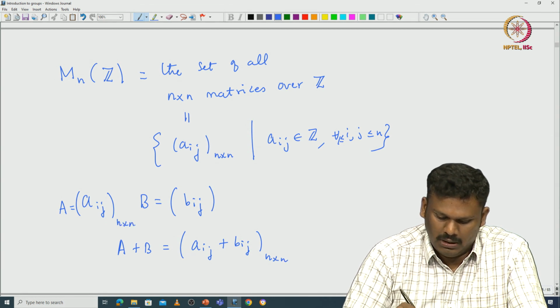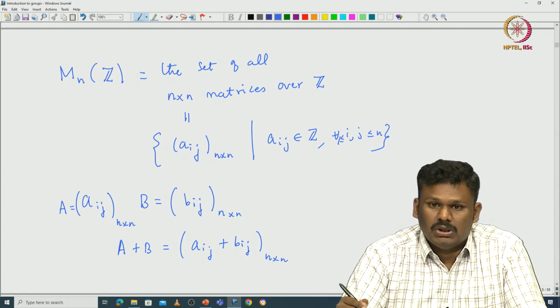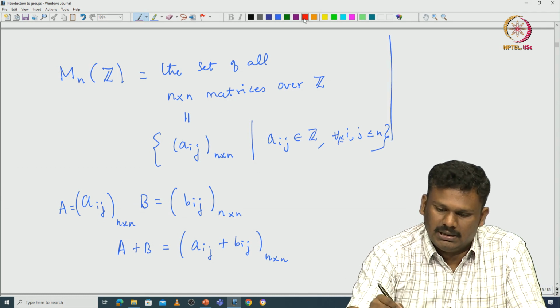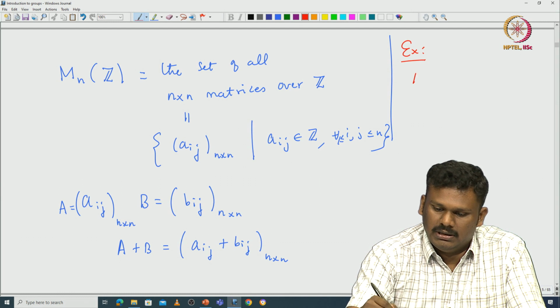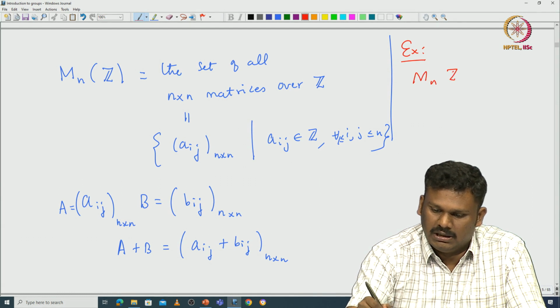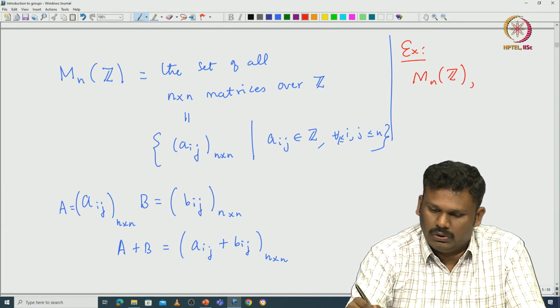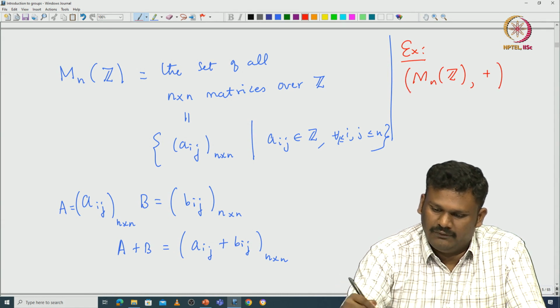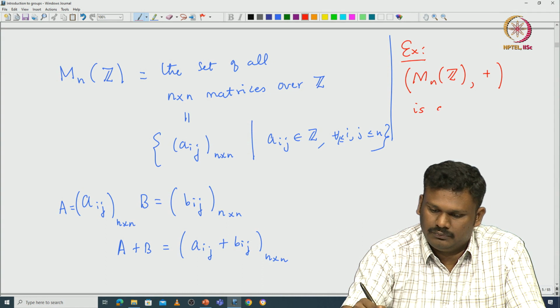Okay. So that is your addition. I will leave it to you to check. So here is the exercise: this M_n of Z, with respect to this addition that we have defined, forms a group. It is indeed an abelian group.